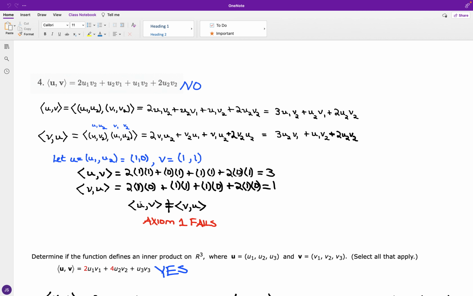These values do not equal each other, so axiom 1 fails. And so this function is not going to define an inner product on R2.